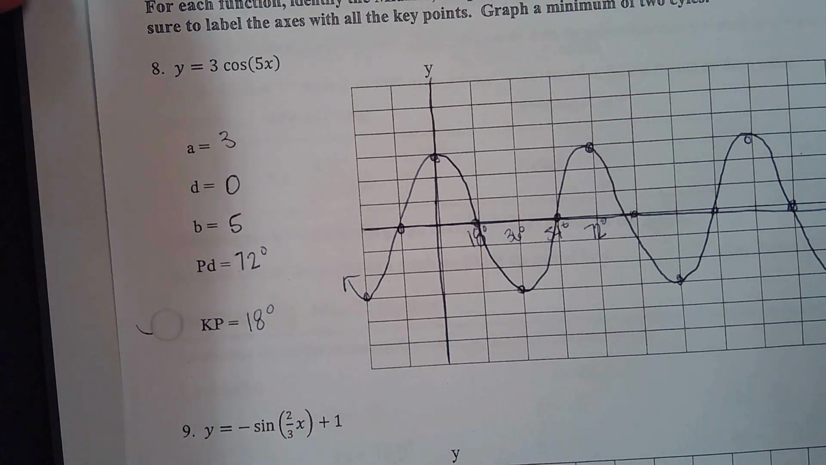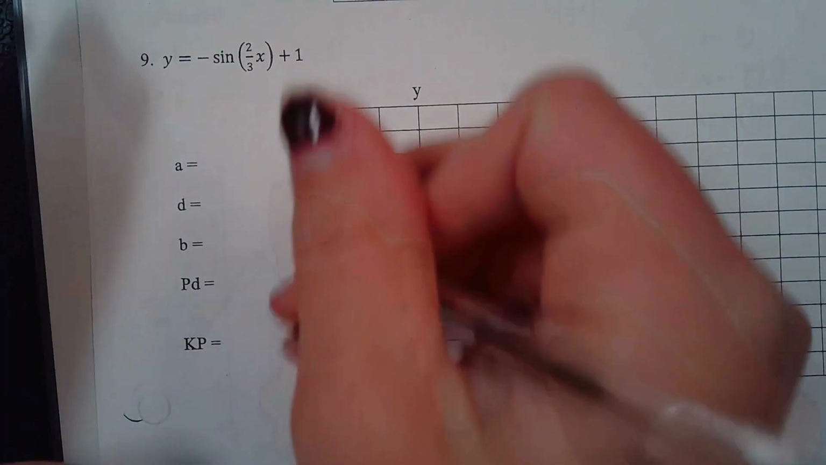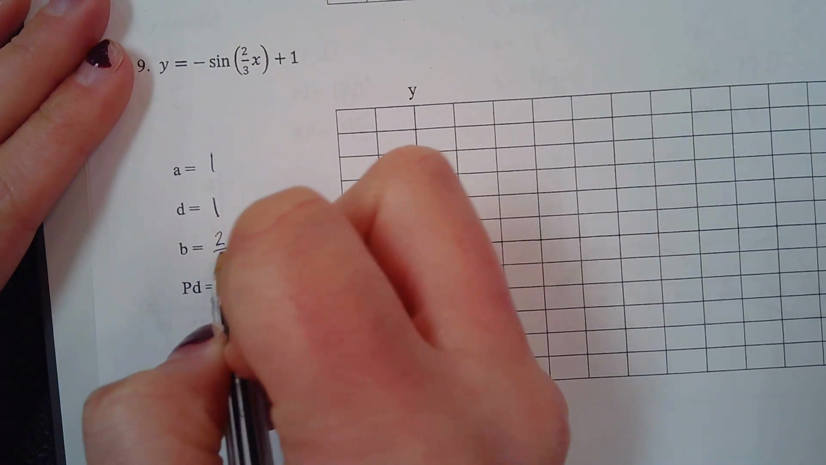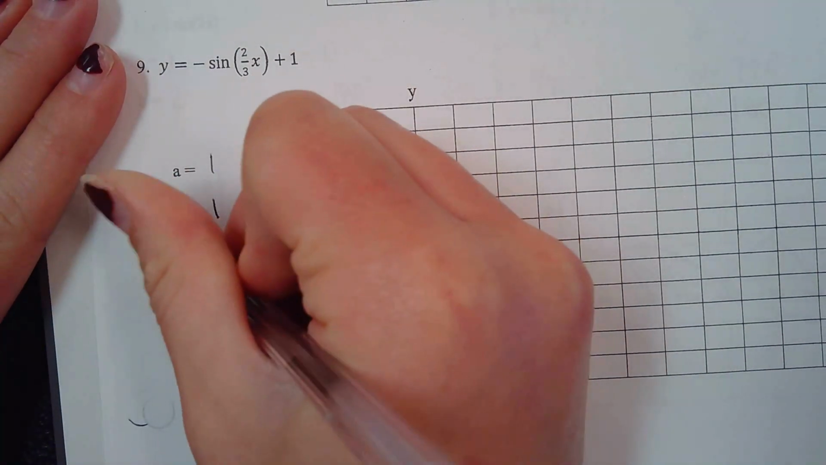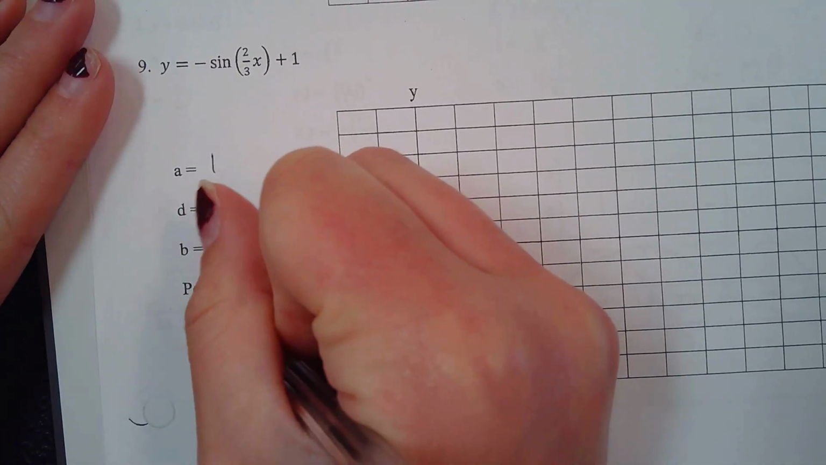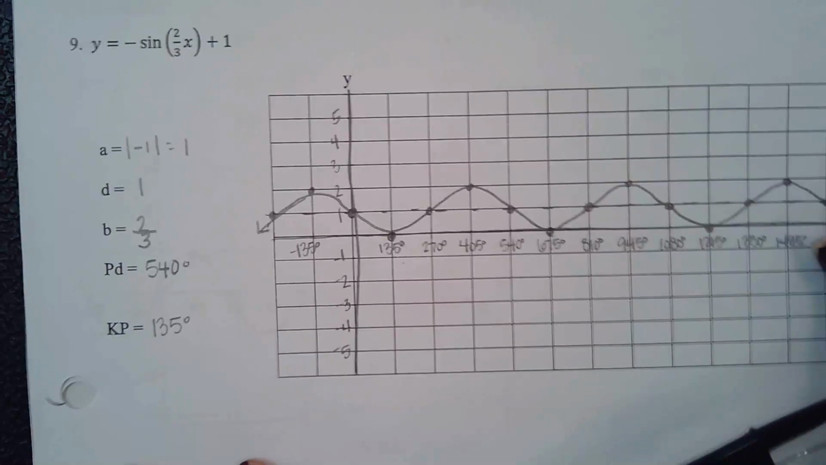So can we move on? Okay, so for number 9, what's your A value? Your D value? Your B value? Your period? 540, and key points? 135. Cool. So the negative tells you what? Go down. So we start at 0, but instead of going up, we go down. We all good with that? All right, so this is what your graph should look like.